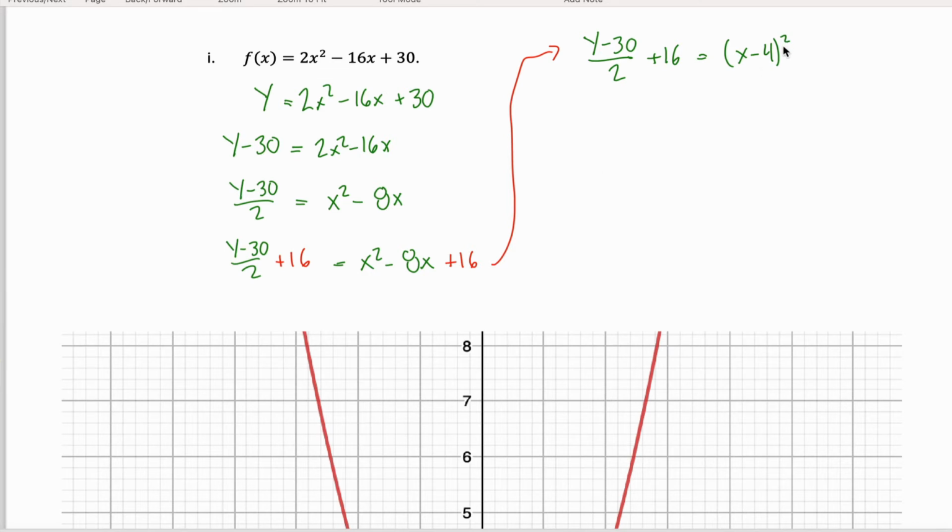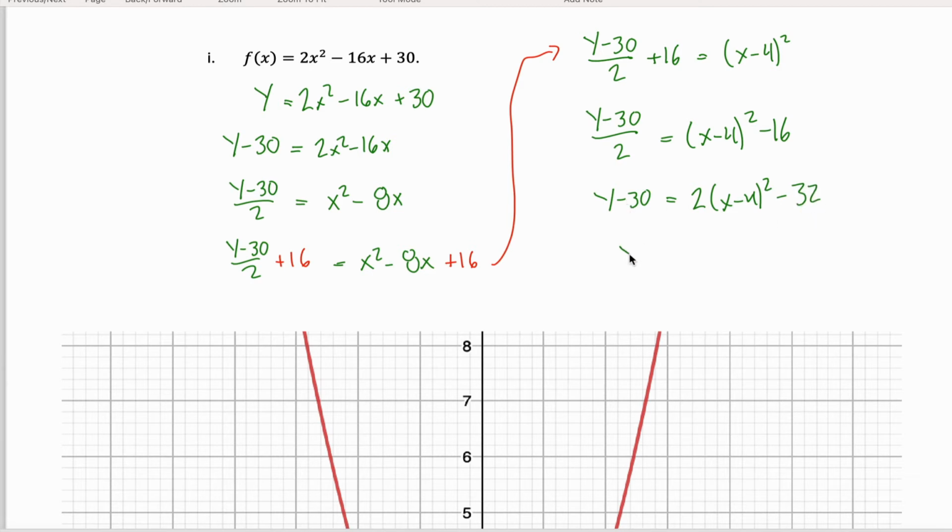At this point, we're just about done. All we got to do is solve for y. The first step in doing so would be to subtract 16 from both sides of the equation, leaving us with y minus 30 over 2 equals x minus 4 squared minus 16. Our next step is to get rid of this 2, so multiply both sides of the equation by 2. On the left, that leaves us with y minus 30, and on the right, make sure that the 2 hits each of your 2 terms, leaving us with 2 times x minus 4 squared minus 32.